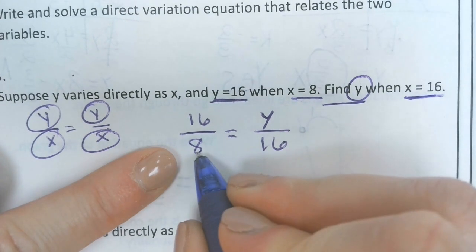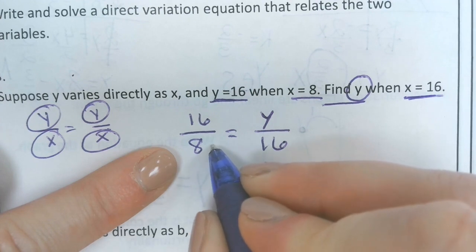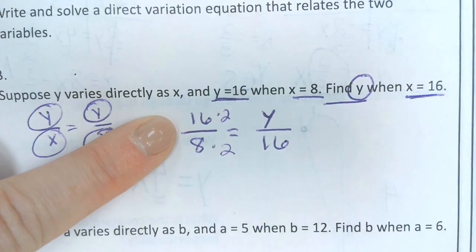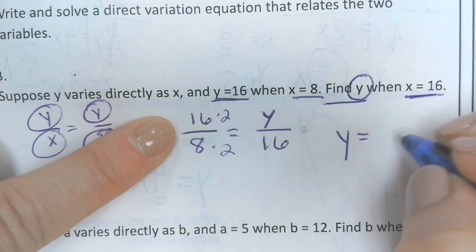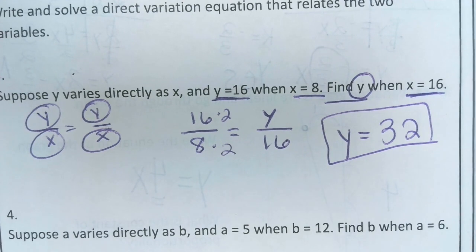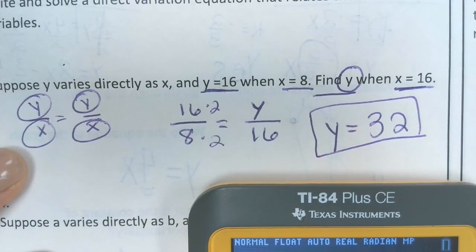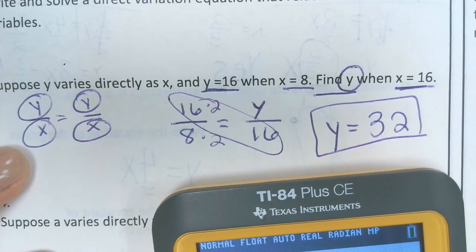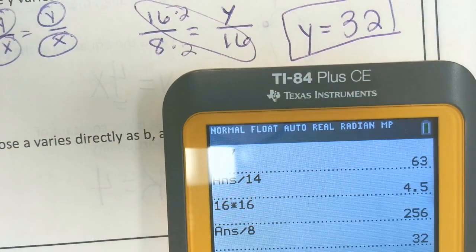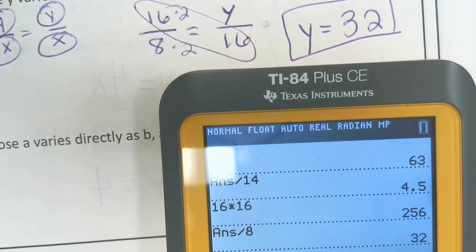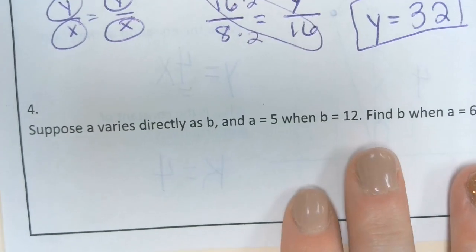What do you do with 8 to get 16? Times 2. So then the top is going to be times 2. What's 16 times 2? 32. But cross multiply and divide works also. So we could have done 16 times 16 and then divided by 8. Oh, y'all can't see that. And so that equals 32. It's the same answer.